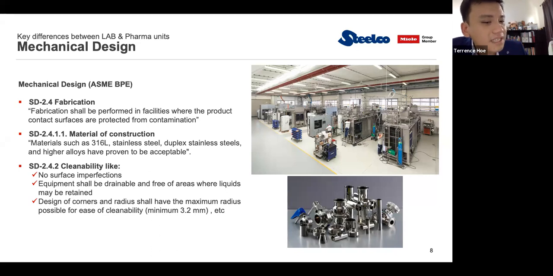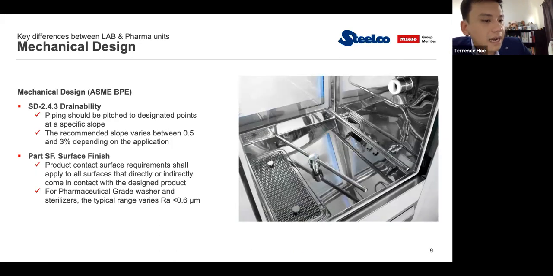The equipment itself has to be drainable, free of areas where liquid can be retained, because liquid could cause bacteria to grow. And all this liquid has to drain by itself to a proper drain. So in the design of corners, the radius for cleanability has to be a minimum of 3.2 mm, etc. So all these contact parts that are used for this system are considered higher grade.